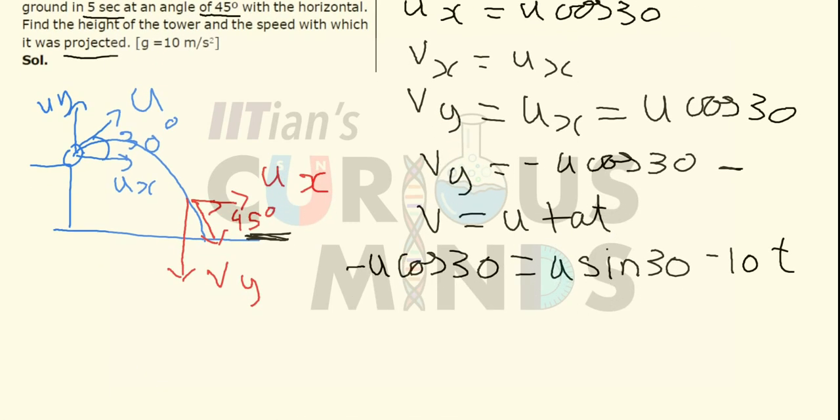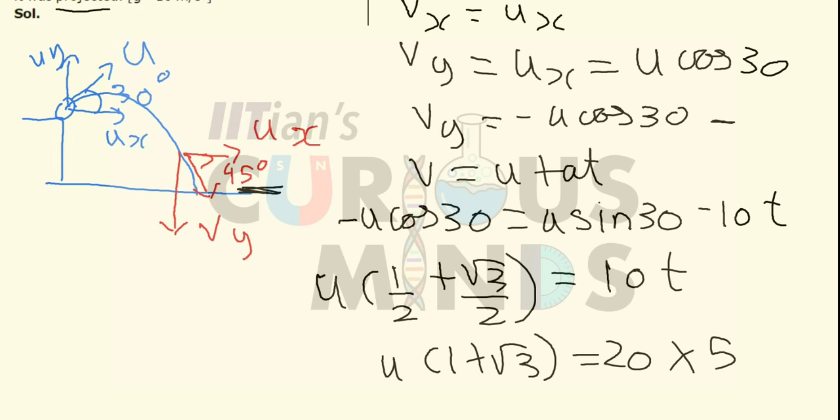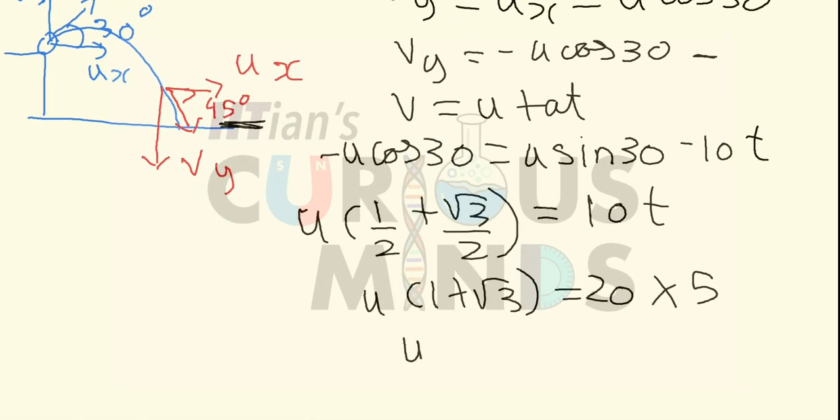So u sin 30, that is half, plus u cos 30, which is root 3 by 2, is equal to 10 into t. So u times (1 plus root 3) will be equal to 20 into t. Now the time period is given as 5 seconds, so I substitute 5. So the initial velocity of the particle will be 100 divided by (1 plus 1.717), which is 2.717.